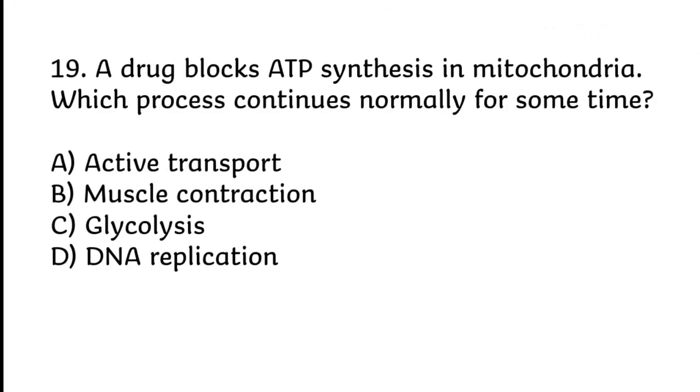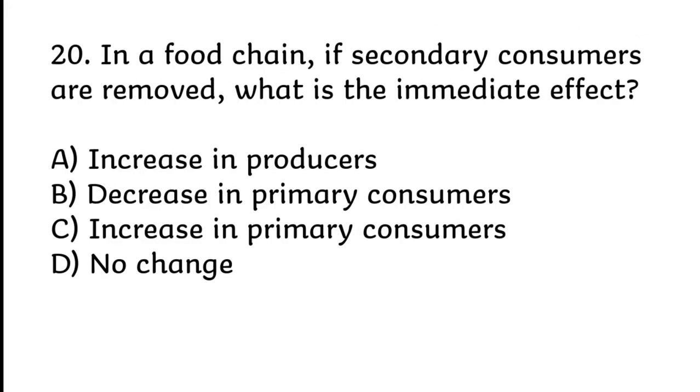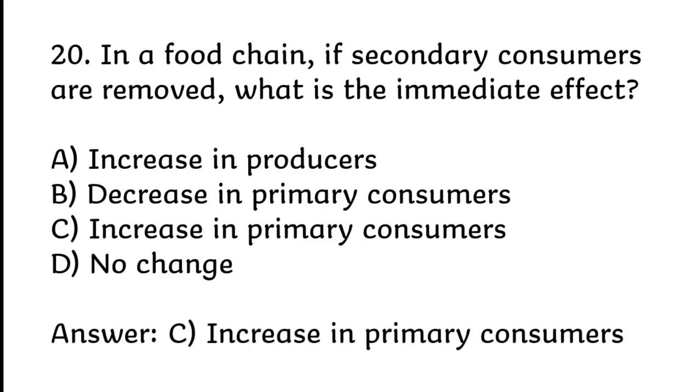A drug blocks ATP synthesis in mitochondria. Which process continues normally for some time? Correct answer is glycolysis. In a food chain, if secondary consumers are removed, what is the immediate effect? Correct answer is increase in primary consumers.